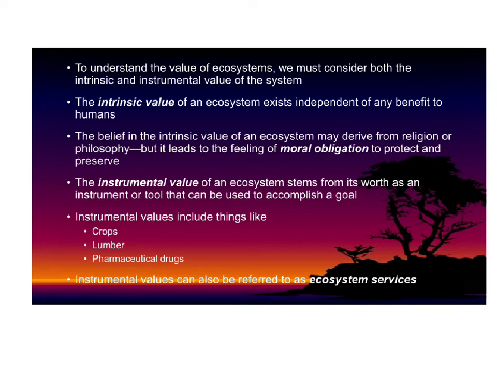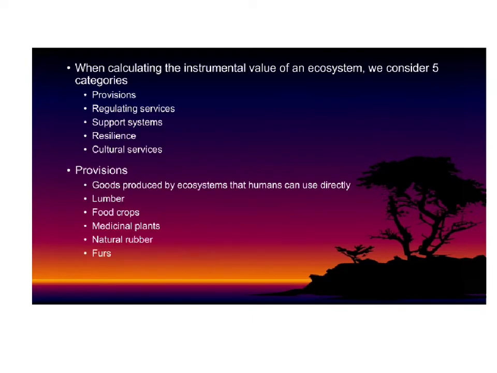The instrumental value of an ecosystem stems from its worth as an instrument or tool that can be used to accomplish a goal, and that, of course, is in relation to humans. Instrumental values include things like crops, lumber, and pharmaceutical drugs that may be developed from wild species. Instrumental values can also be referred to as ecosystem services. And you heard about these way back in the first semester. We're going to delve into those ecosystem services one more time.